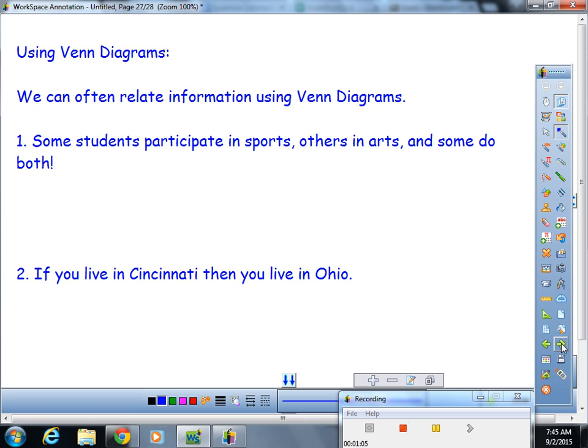Okay. So, this is how we create Venn diagrams. Sometimes they overlap, and sometimes they are nested. Okay? Some students participate in sports, others in arts, and some do both. Now there's a little bit of information here that's implied, because this says some, others, and some. There's some implied information here that you got to read and interpret right.